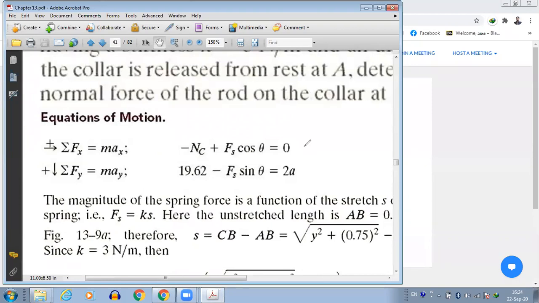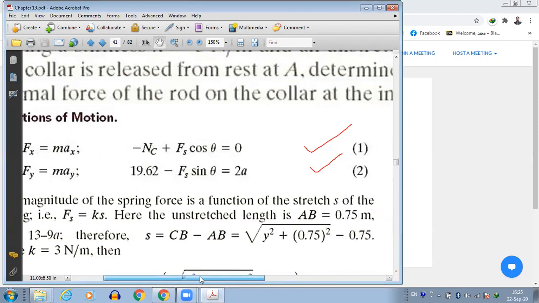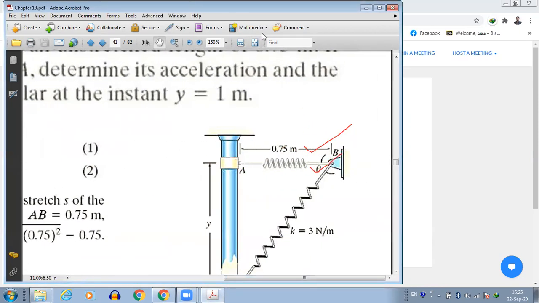Before moving forward, do you understand how we make these two equations? Is there any student who wants more clarification on how we made the two equations? Good. So now we need to find a and Nc. We can find a and the normal force very easily, but we first need to find Fs. Fs is the spring force, and it depends upon the stretch. How much is the stretch?